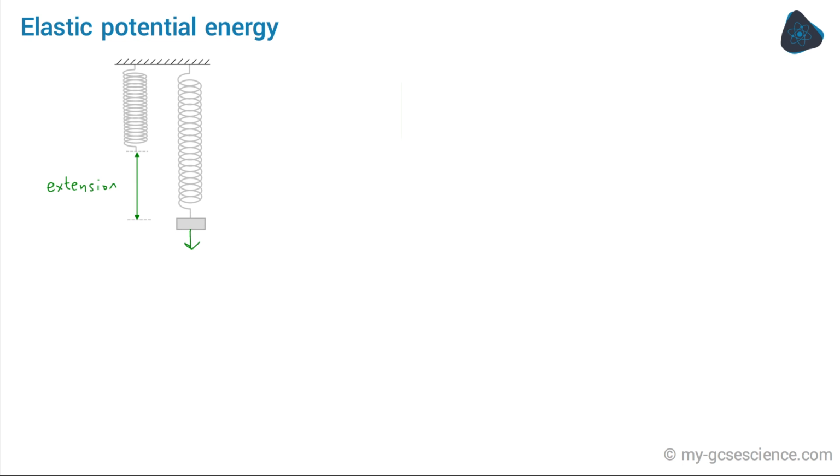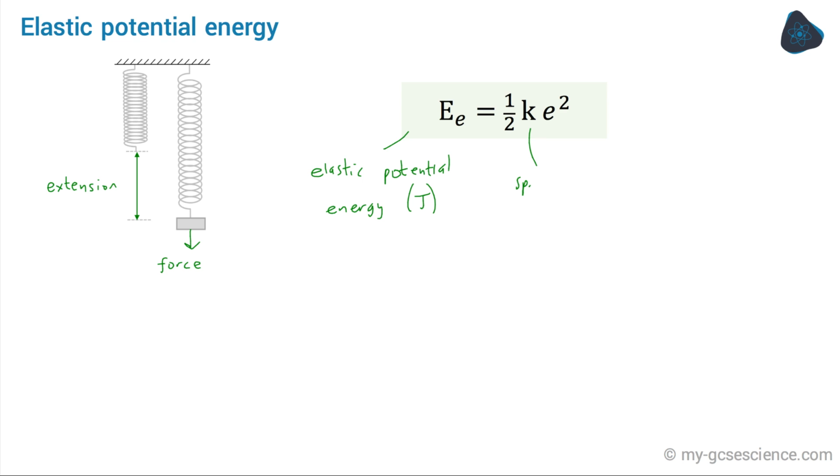If the force applied to the spring is proportional to its extension, then the amount of elastic potential energy stored in it is given by this equation. Here, EE stands for the amount of stored elastic potential energy. And as with all energies, of course, this is measured in joules. K, as previously, stands for the spring constant, which is measured in newtons per meter. And E stands for the extension or the compression of the spring, which is measured in meters, of course.